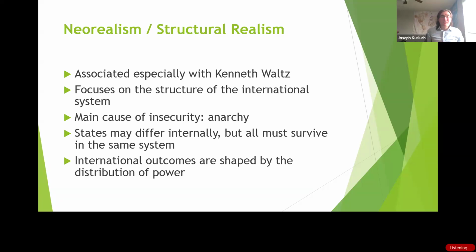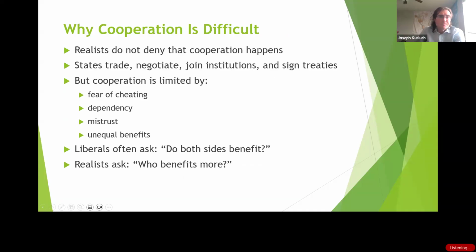So classical realism might say politics is shaped by ambition, fear, power, and the limits of moral idealism. Neorealism may say international outcomes are shaped by the anarchic structure of the system and the distribution of power among states. Both are realists, but they emphasize different causes.